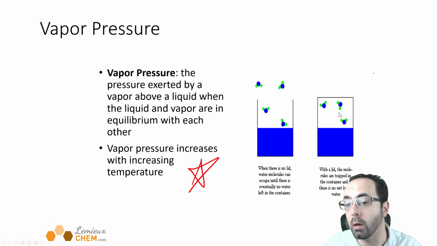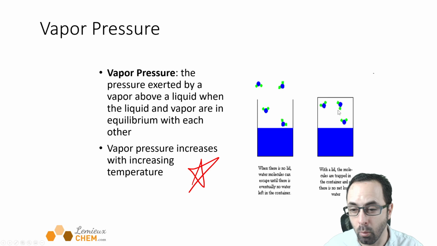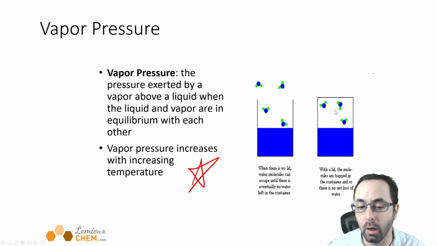There were more water molecules when the water was hotter than there were later when the water bottle cooled off a little bit in your car, and then some condensed and there was less vapor pressure. So there's higher vapor pressure when the temperature is increasing, or when the temperature is higher.